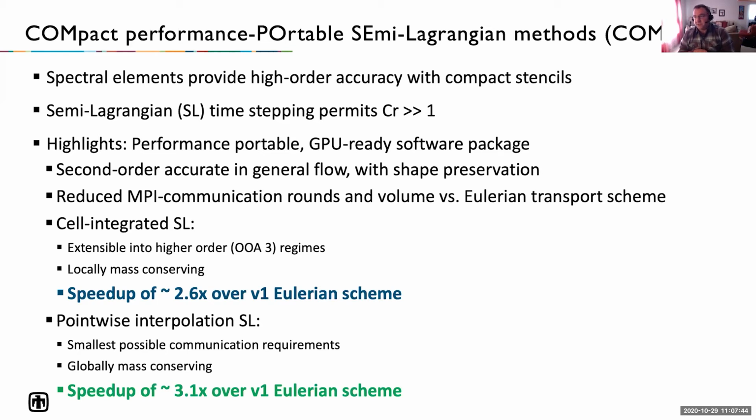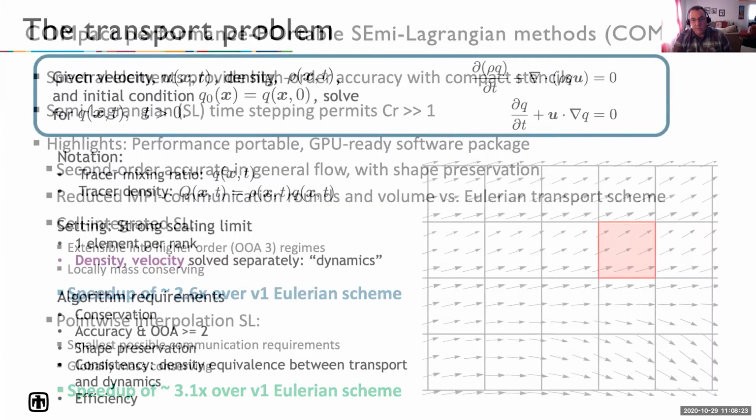And then we also have just the standard 40 or 50 year old point-wise semi-Lagrangian method where you just trace a point backward in time and interpolate the tracer value that it would have there, move it forward. And that actually is not a locally conservative algorithm, but if you have to correct your solution to do shape preservation anyways, it's actually not harder. It's actually mathematically equivalent to do conservation at the same time. So it has the smallest possible communication requirement. So that actually gets a speedup of 3.1 over the Eulerian scheme, and that's actually what we use now.